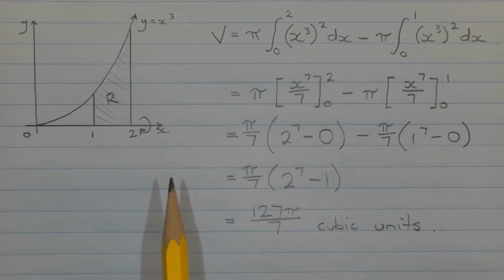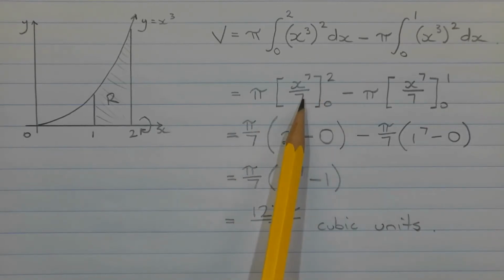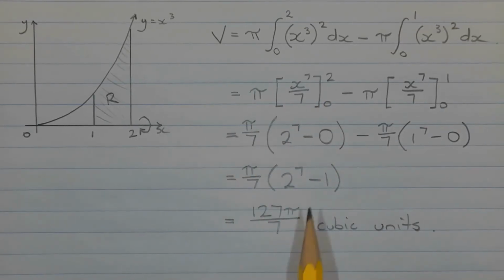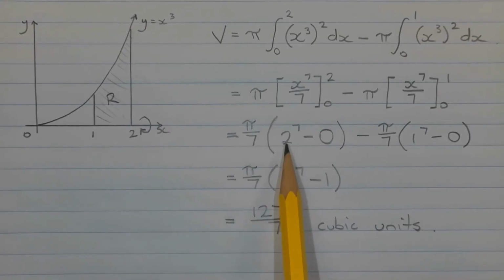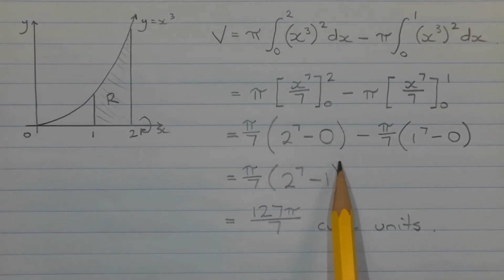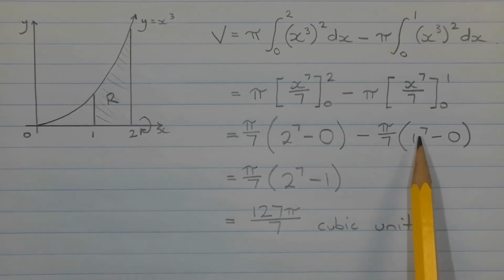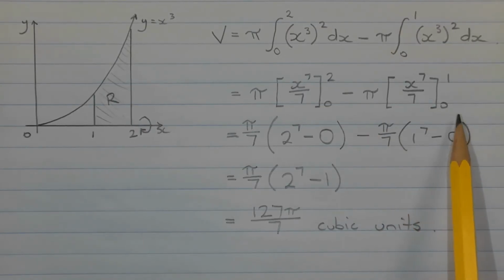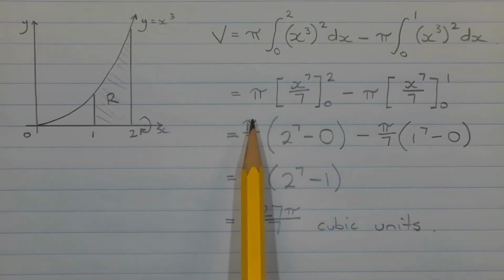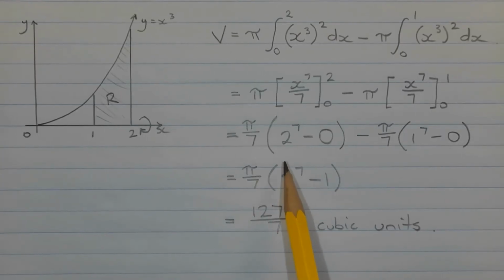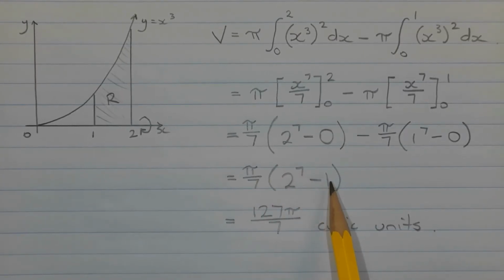Applying the limits of integration, we get pi over 7. Now that 7 comes from this 7 here. I'll just factorize that out. Pi over 7 times open bracket 2 to the power of 7 minus 0 close bracket minus pi over 7 times open bracket 1 to the power of 7 minus 0 close bracket. And we can factorize pi over 7 from both of these terms here. And we get pi over 7 times open bracket 2 to the power of 7 minus 1. Now 2 to the power of 7 is 128. So 128 minus 1 is 127. So we get 127 pi over 7 cubic units.